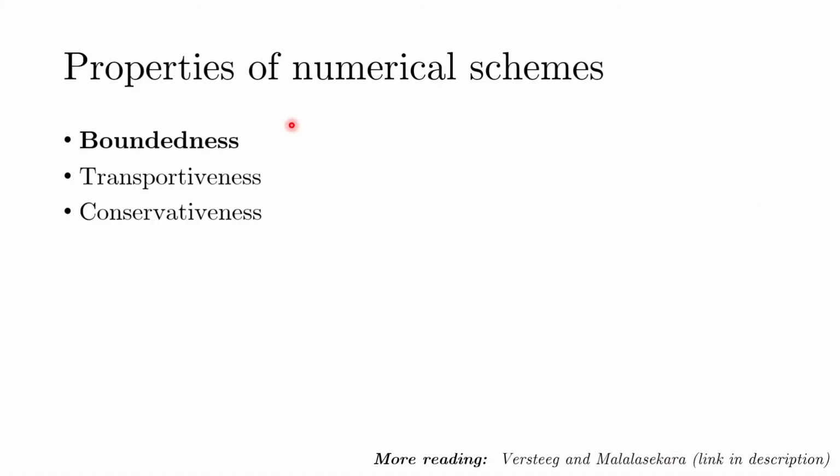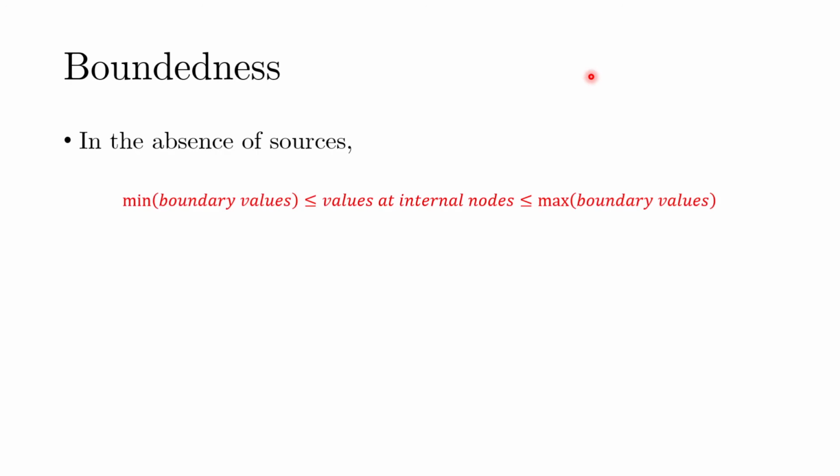So for today, at least for this particular scheme, the property of boundedness is of our interest because we saw that the central differencing scheme was struggling to keep the values of phi bounded between the boundary values. So I'll talk a little bit about what boundedness is and how we can ensure that a numerical scheme would be bounded. So let me first talk about the mathematical definition.